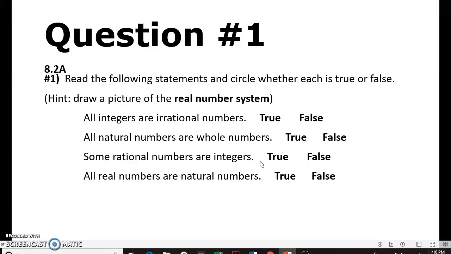Question number 1. Read the following statements and circle whether each is true or false. Hint: draw a picture of the real number system. All integers are irrational numbers. True or false? All natural numbers are whole numbers. True or false? Some rational numbers are integers. True or false? All real numbers are natural numbers. True or false?